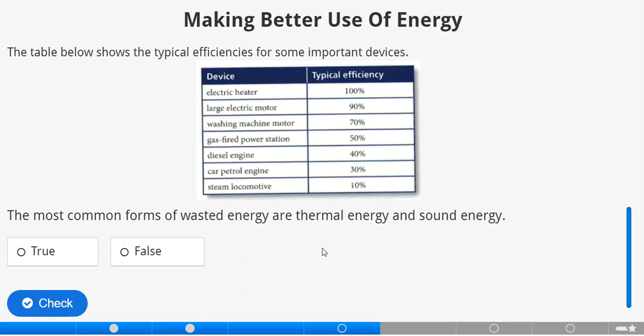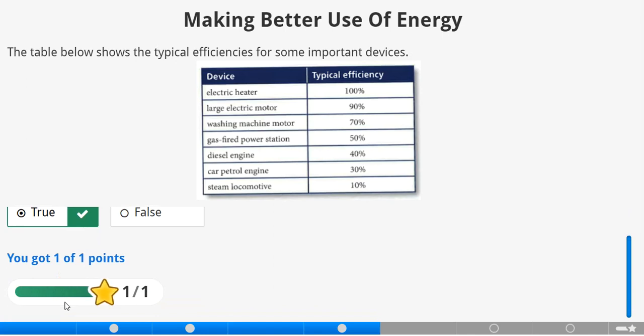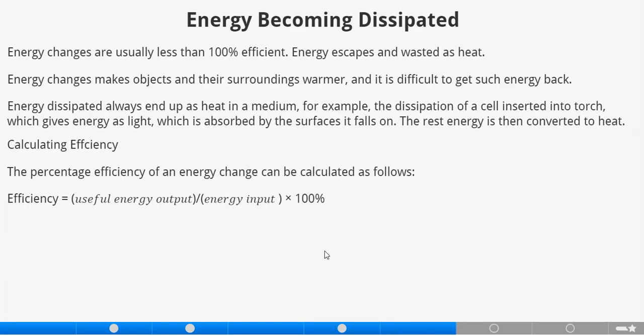So let's deal with this true or false question. The most common forms of wasted energy are thermal energy and sound energy. This is what we discussed earlier, from one of the points I raised as we started this class. So the answer was true. So we can check now. That's right, correct. Now, let's move on to the next slide.